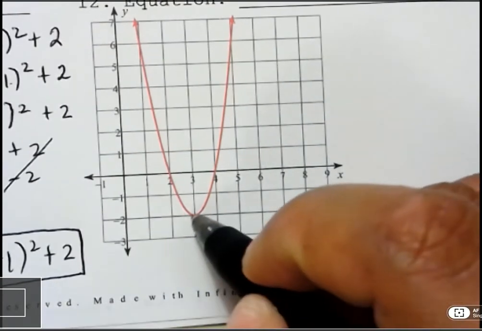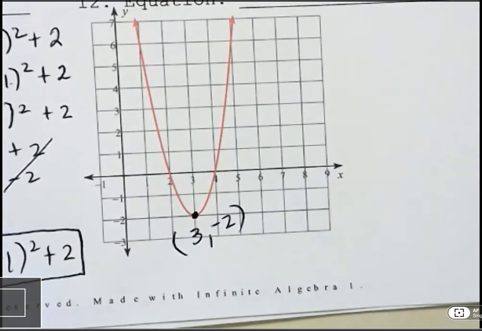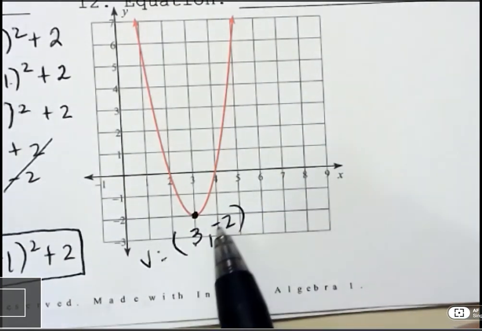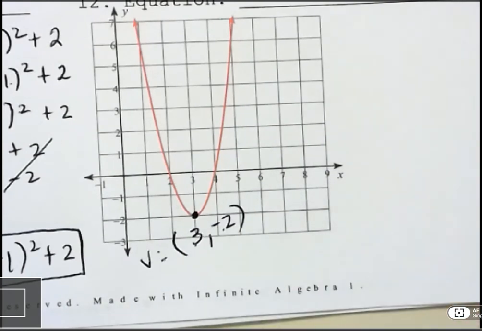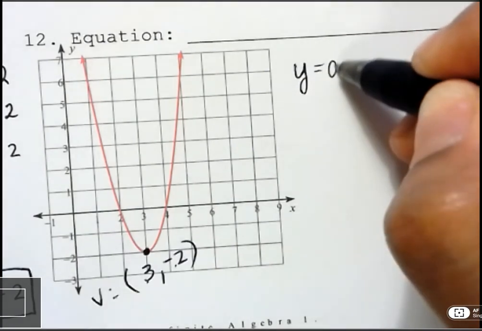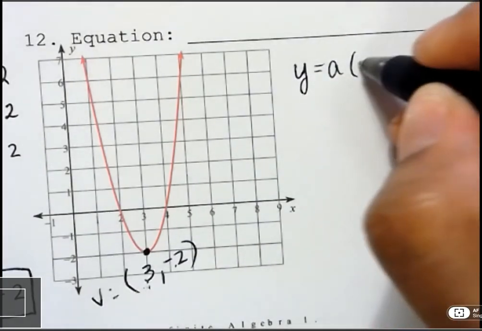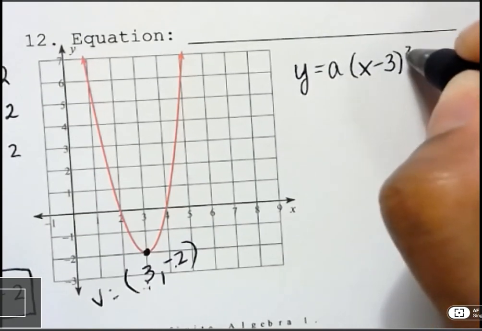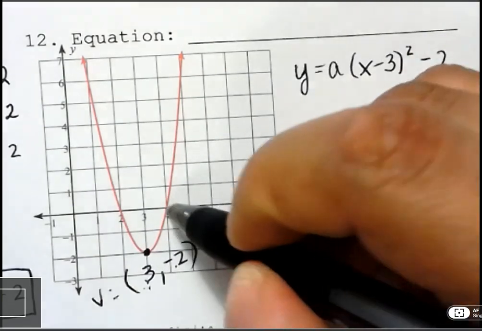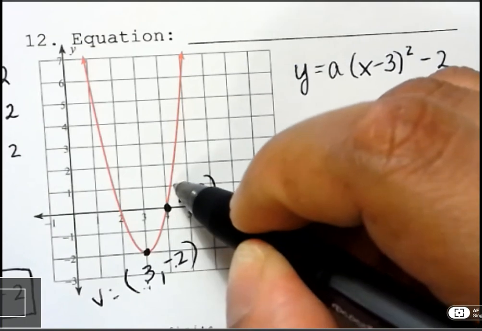Alright, last one. This is (3, -2) for your vertex. So that means it moves to the right 3, down 2. And then a, we'll figure it out. So we have y equals a. When we plug this one in, what are we going to do? Okay, we're going to put it in as the opposite. Now we're going to go in looking for a point. Let's pick this one, (4, 0).